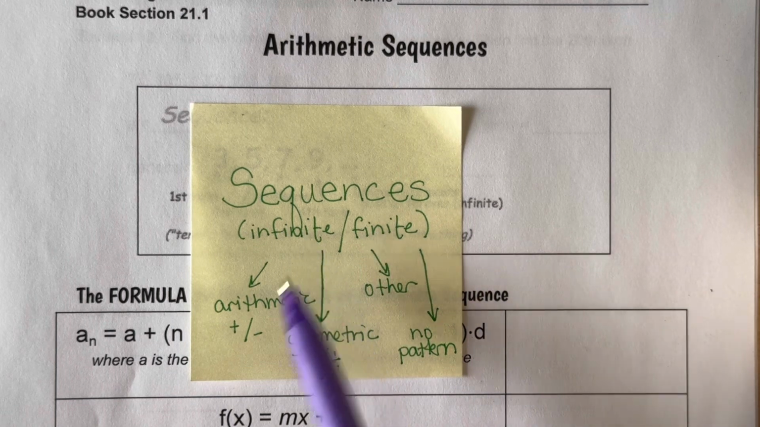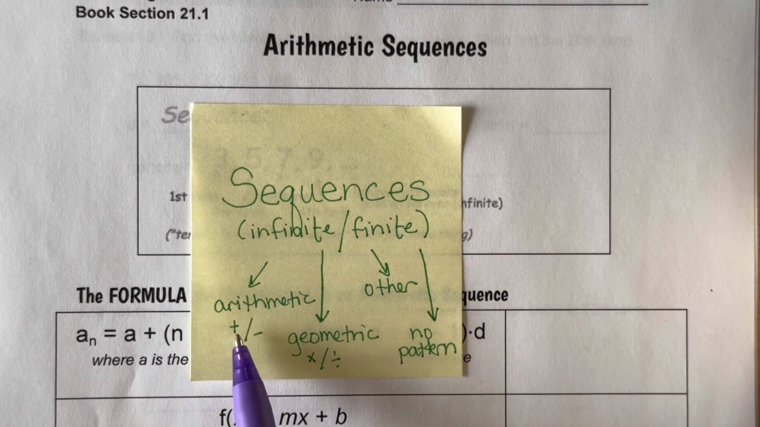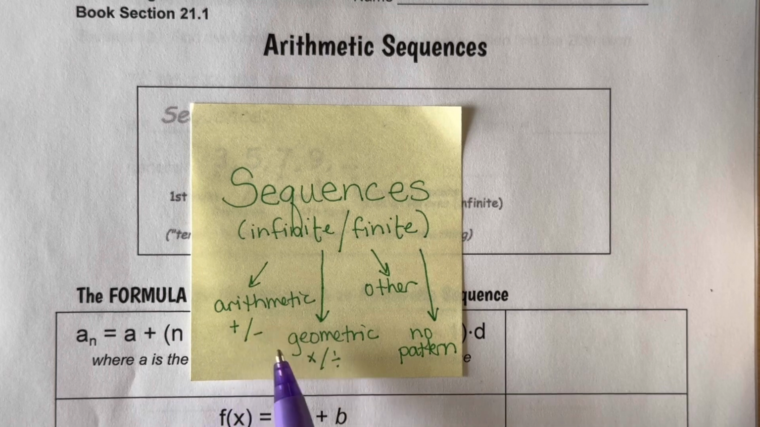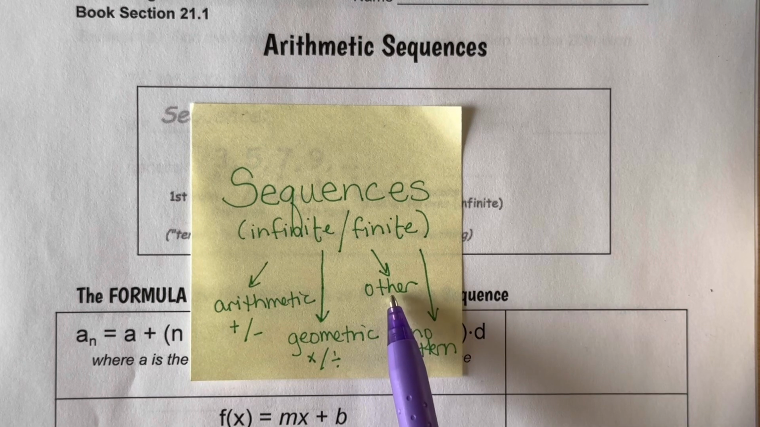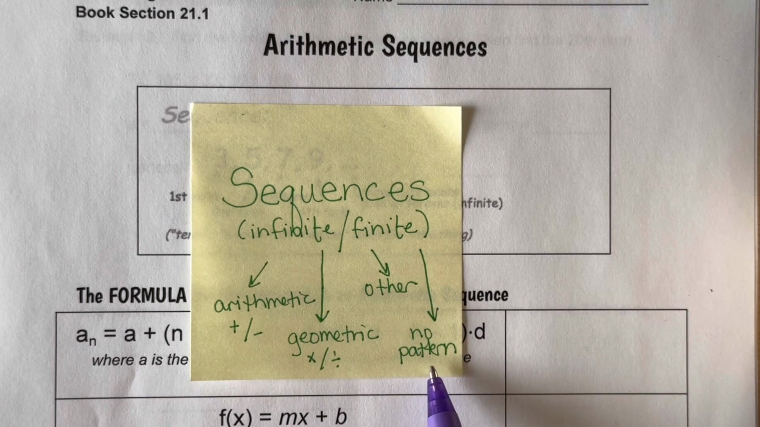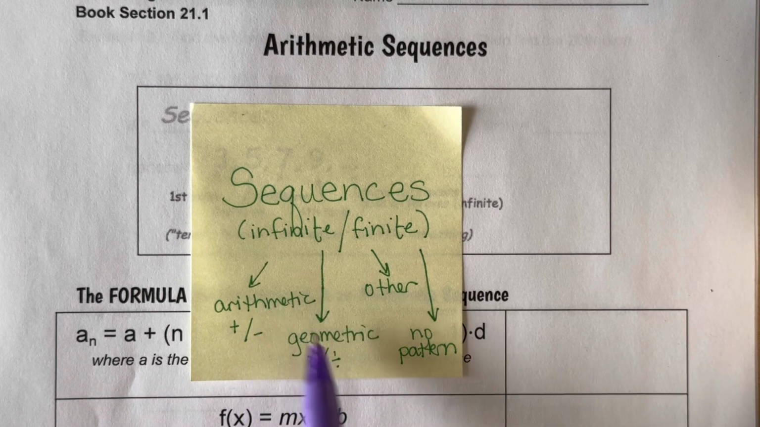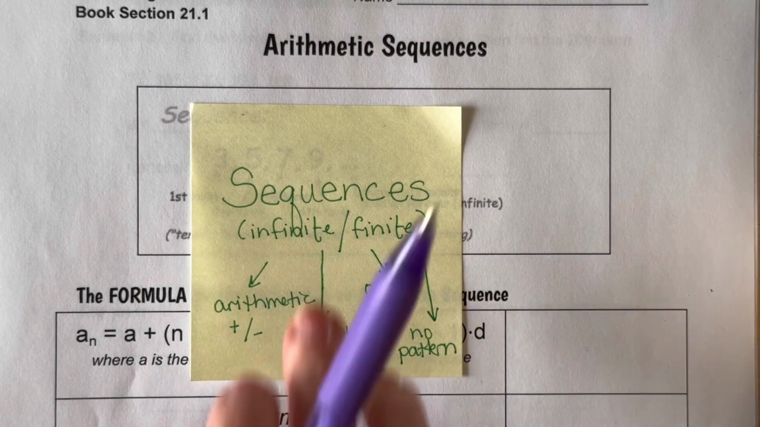And there's lots of different types of sequences. The most common is the arithmetic sequence, which means there's a pattern that involves addition or subtraction. There's a geometric sequence, and the pattern involves multiplication or division. Sometimes there's a different type of pattern, an other pattern, or sometimes there's absolutely no pattern at all. The arithmetic and geometric are the most common that we're going to start with, and let's start with dealing with the arithmetic.